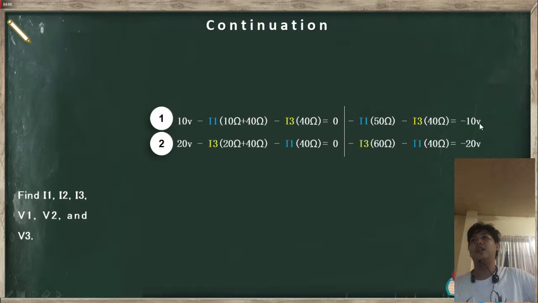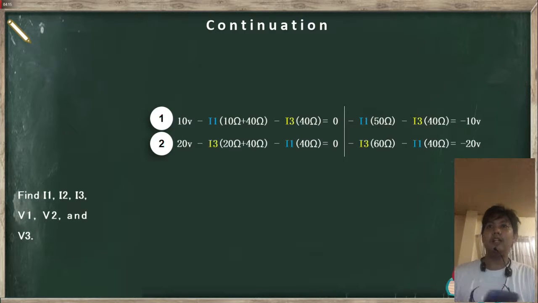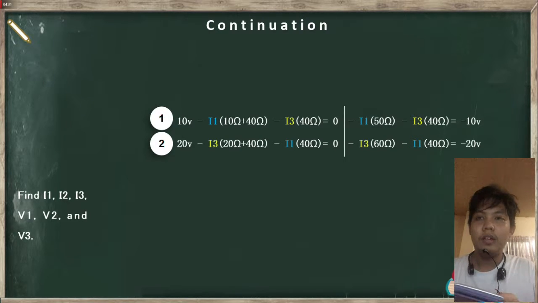So in the following, current 1 is 50 ohms times I1 minus the current 3 times 40 ohms equals negative 10 volts, and negative current 3 times 60 ohms minus I1 times 40 ohms is equal to negative 20 volts. So to find the current 1 and current 3, we use a calculator. Press mode 5 and 1 to calculate.